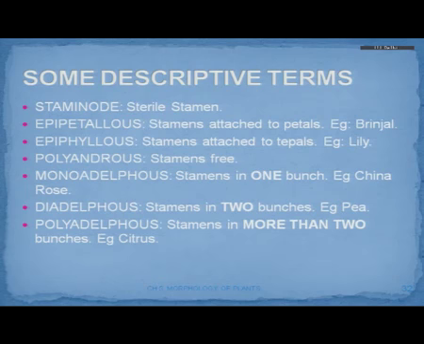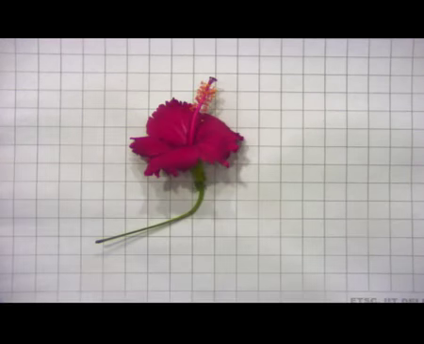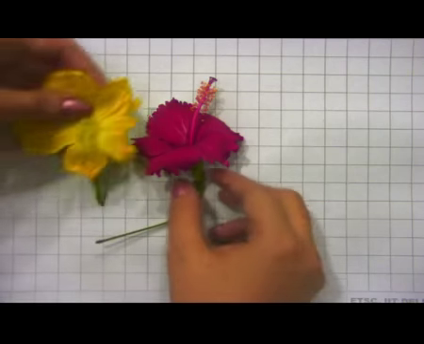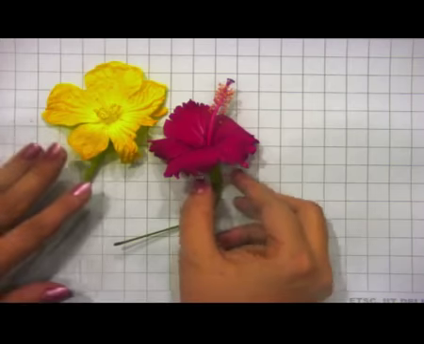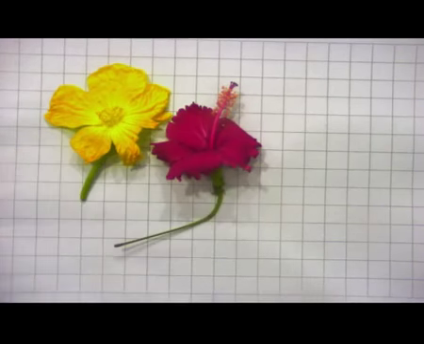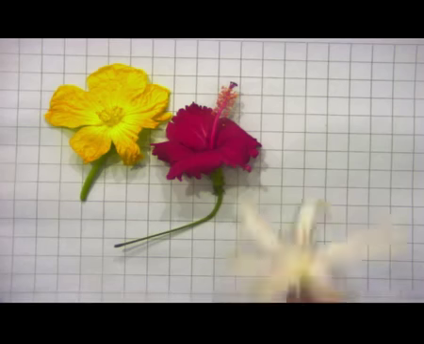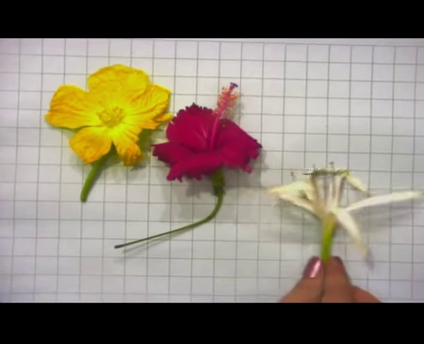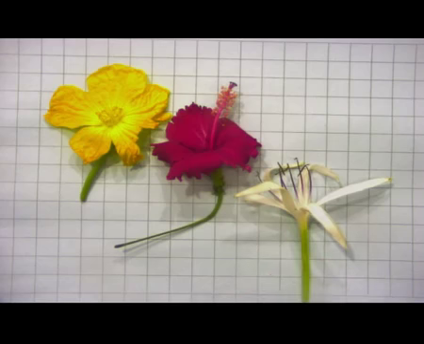I have this flower here. This is a beautiful flower of China rose. Then there is another flower. This flower belongs to Cucurbitaceae family, and there is this beautiful flower of lily. Can you see all these three flowers? Now let us study them one by one.